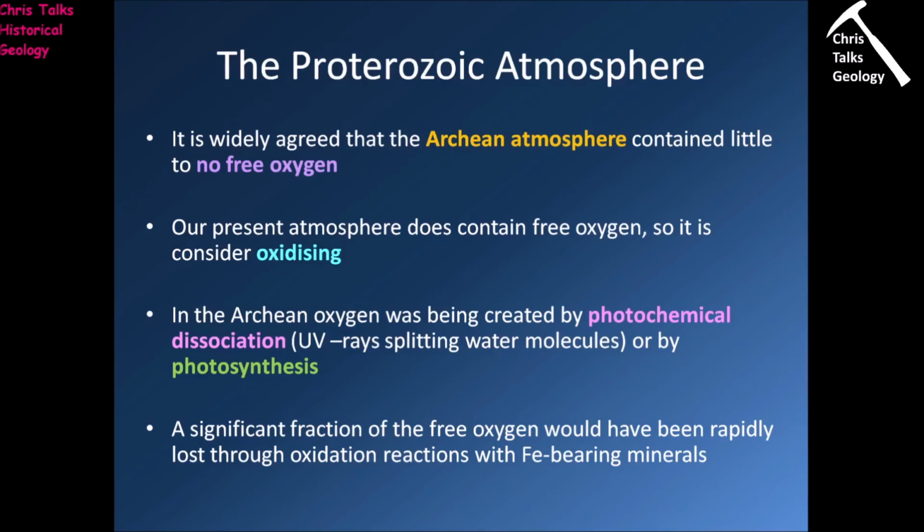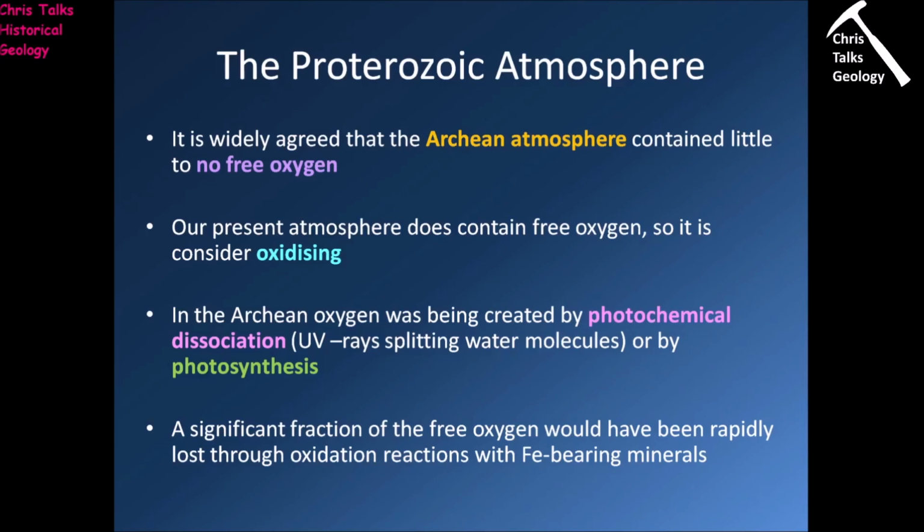Now, in the Archean, oxygen would have been created by two methods. The first is photochemical dissociation. That's when an ultraviolet ray from the sun strikes a water molecule in the atmosphere, blowing that water molecule up. Obviously that releases the hydrogen and the oxygen. The other way that oxygen would have been produced during the Archean is through photosynthesis.